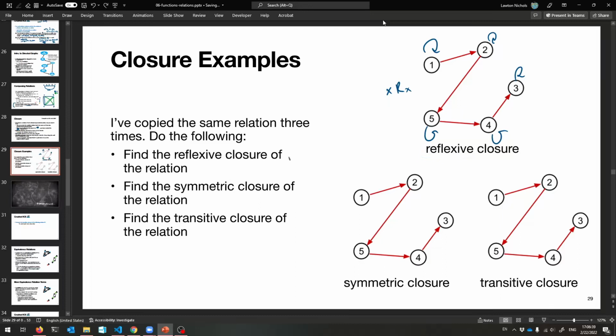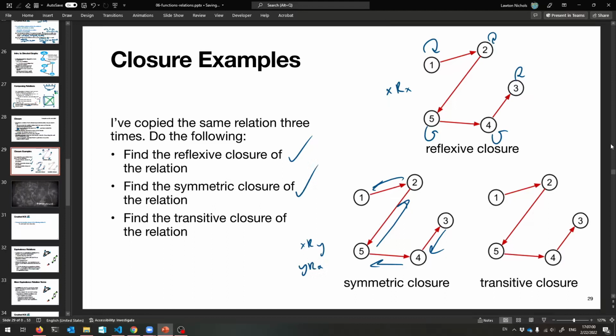Okay? That's that one. Let's do symmetric closure of the same relation. So that means if I have this arrow, I better add the other direction. Boop, boop, boop, and boop. That's the symmetric closure. Does that make sense? That means if you have xRy, you must add yRx. Bam. And then finally, transitive closure.